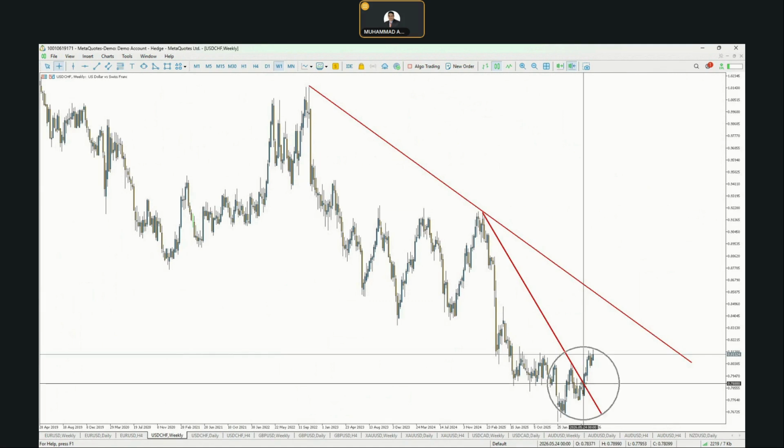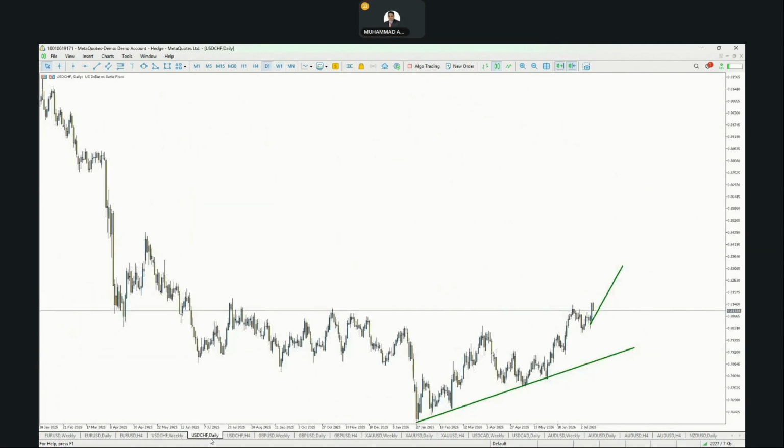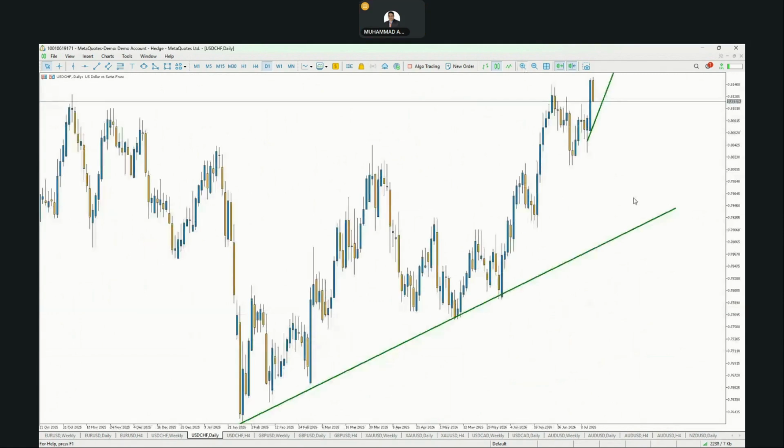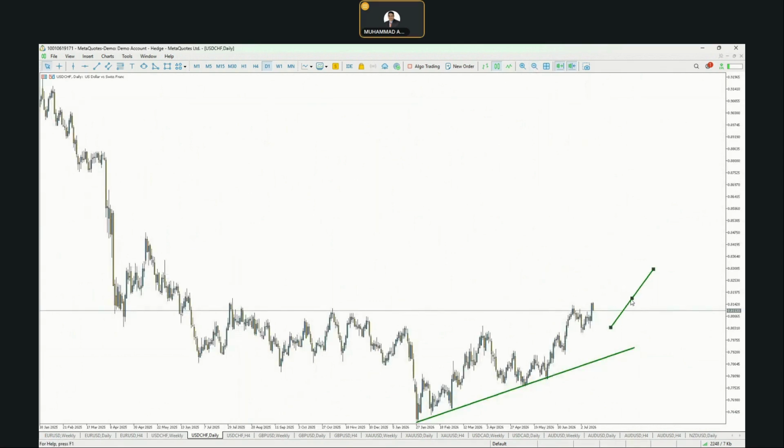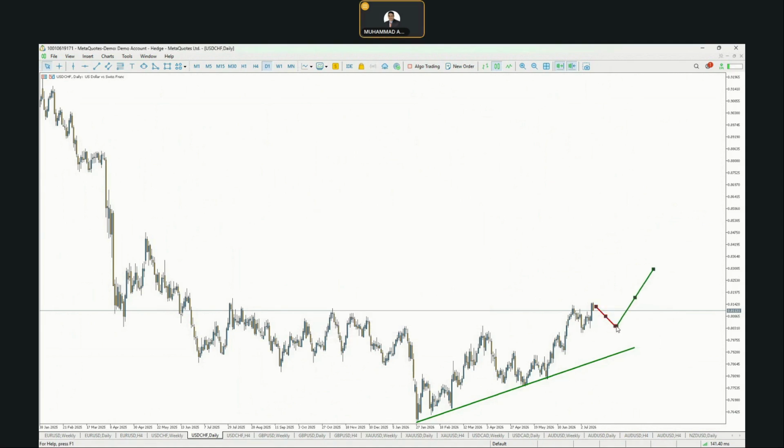Here's the weekly time frame. We got this bullish breakout in the weekly chart. Inside the daily time frame of the USD Swiss franc currency pair, the price action is turning a little bit, I would say, sideways to bullish. So we might get a drop in price action of the USD Swiss franc currency pair, but the overall trend is still up.